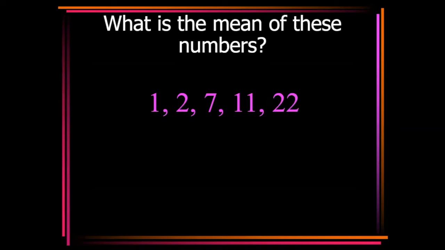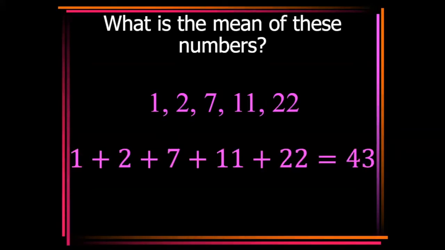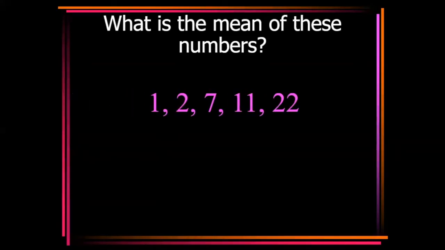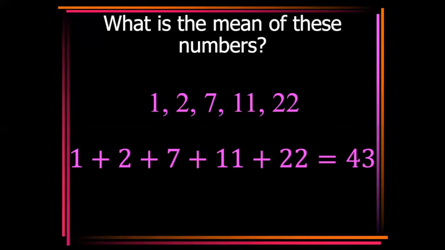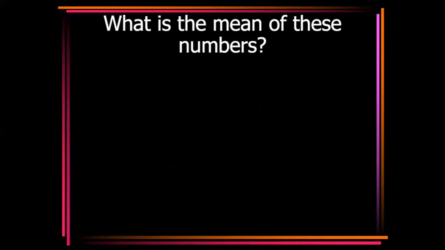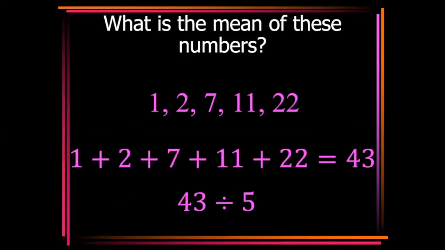What is the mean of these numbers? 1, 2, 7, 11, and 22. Good job, Black. So the first thing we do is add all the numbers. 2 plus 7 plus 11 plus 22 equals 43. Yes, Sophia, the answer is correct. Now we're going to divide 43 by 5.